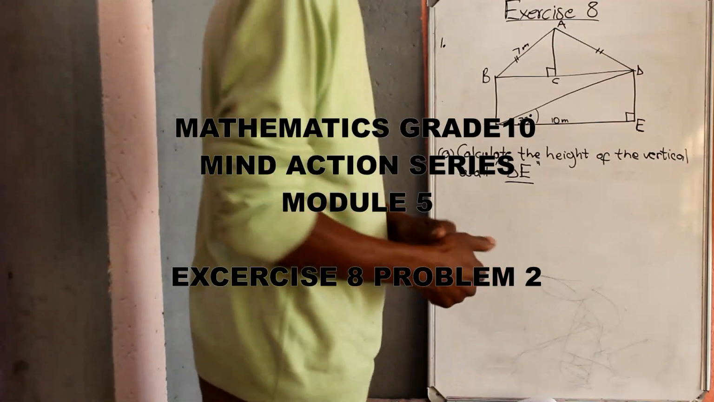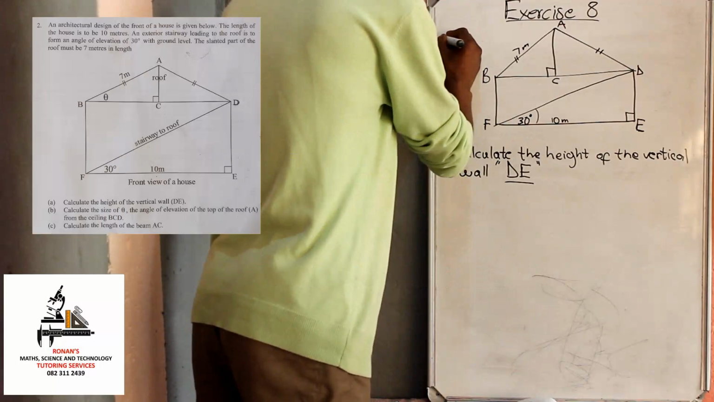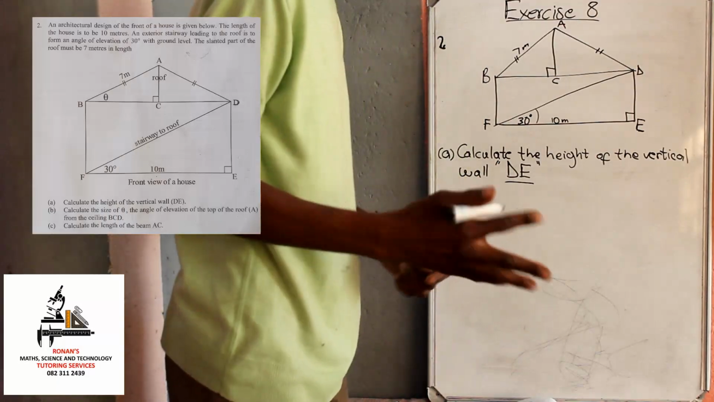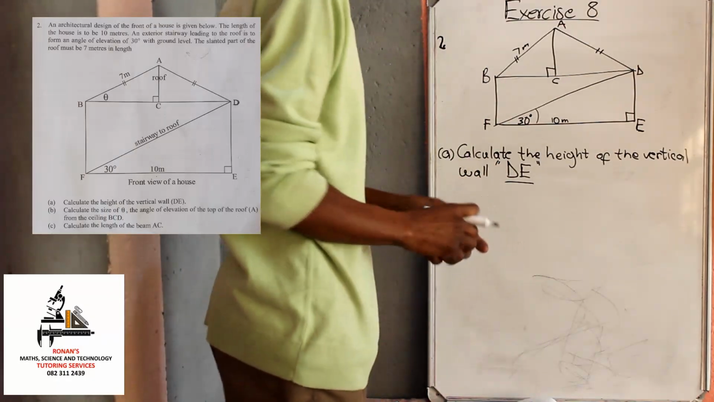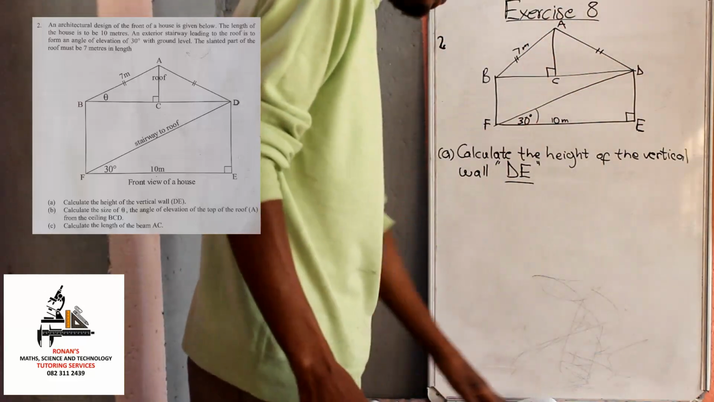Here is another instance. Now this is problem 2, which is actually a 3-part problem. They're giving you an architectural design of a house.